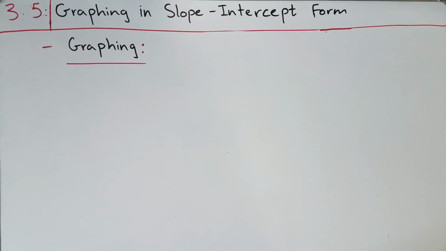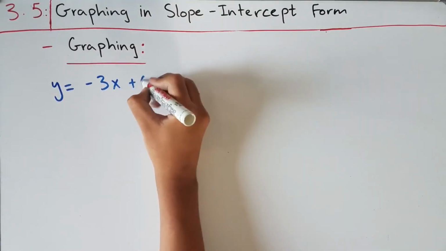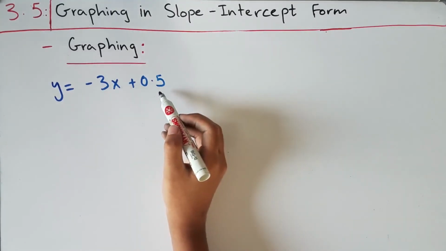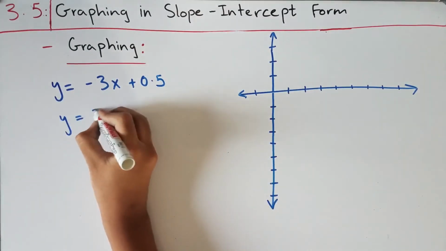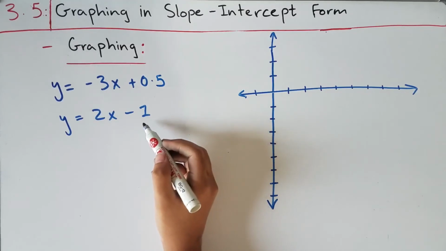Now to summarize everything, let's graph some linear equations in the slope-intercept form. By now you may know well that the slope-intercept form is an equation that consists of the slope and the y-intercept. An example of that line could be y equals -3x plus 0.5, where -3 would be the slope and the 0.5 would be our y-intercept. Another equation that you could have is y equals 2x minus 1, where 2 is your slope and the -1 is your y-intercept, the point at which the graph crosses the y-axis.